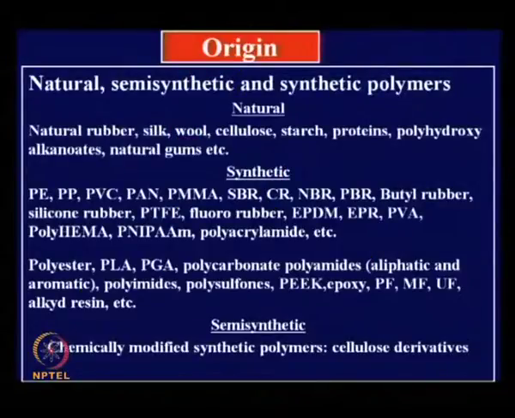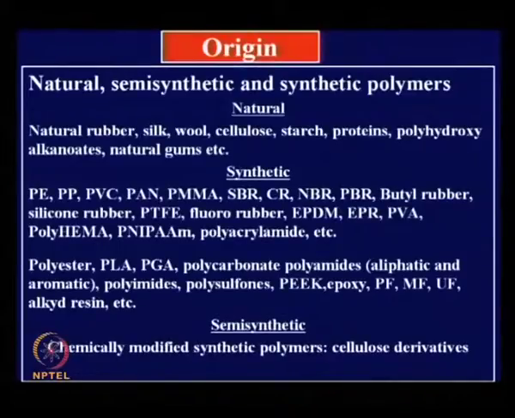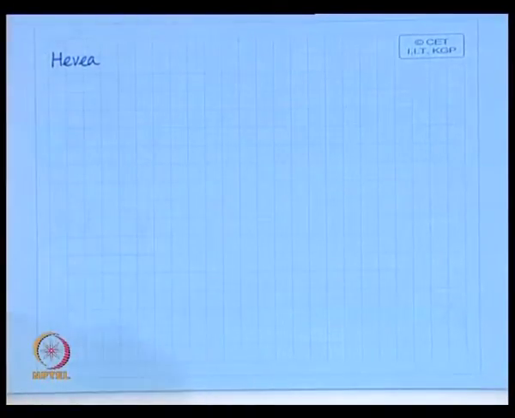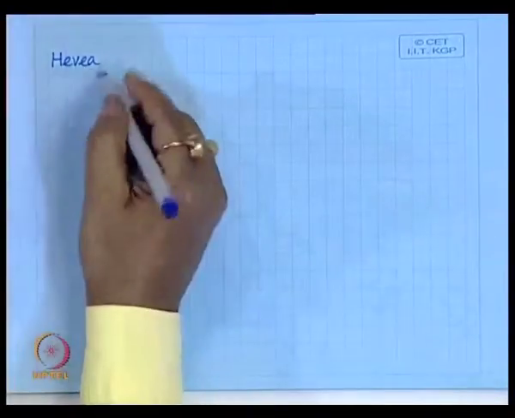Silk, wool, these are from animal origin, silk, wool, and natural rubber. Natural rubber is obtained from a tree known as Hevea tree, Hevea brasiliensis.